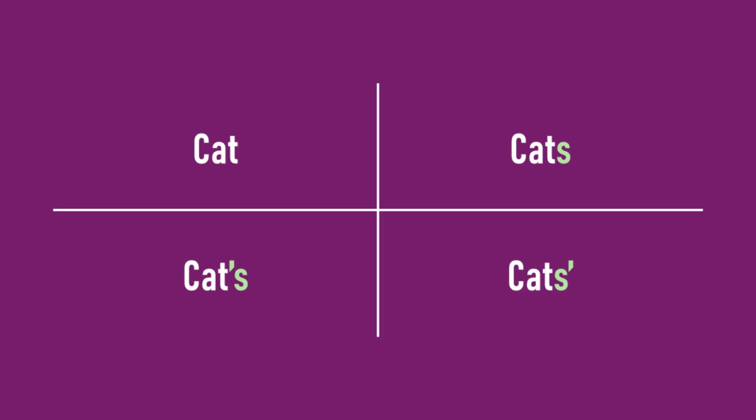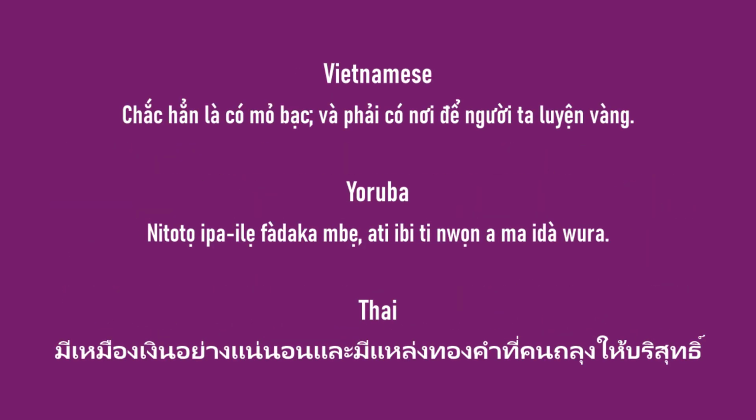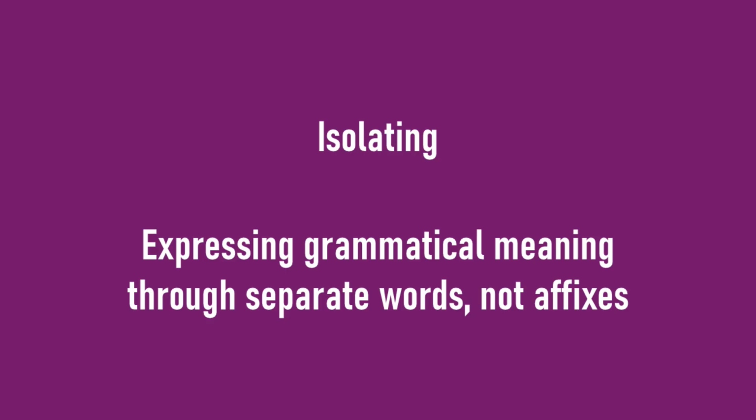But what about on the other end of the spectrum? We've seen that English doesn't allow many elements to be added to its words, but it does still allow some. There are actually also languages, such as Vietnamese, Yoruba, and Thai, which allow next to no elements to be added on to any of their words. Each word is just the word alone, and grammar has to be shown using more individual words. These are what we call isolating languages.